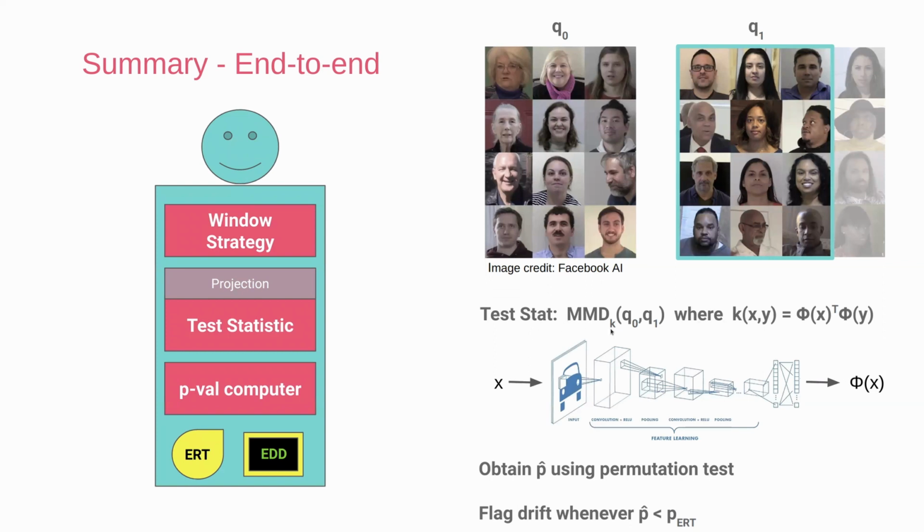So we specify a test statistic using the MMD. There's a notion of similarity between data points. We use a pre-trained convnet to project the images onto vectors, then we take their inner product, and that defines a notion of similarity. We've used disjoint windows, and we obtain p-values using permutation tests in the manner I described before. When these p-values are below some pre-specified values that correspond to our desired runtime, we flag drift. And we know how to respond because we know how significant it is. And that's pretty much it.